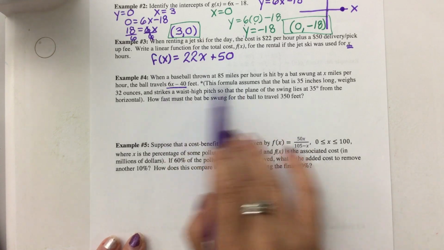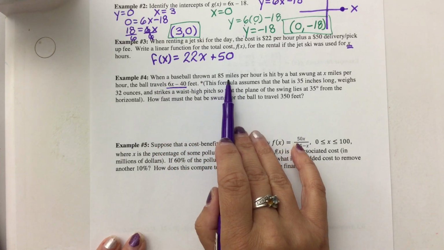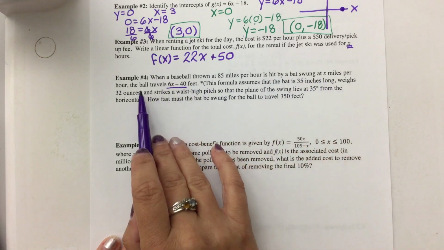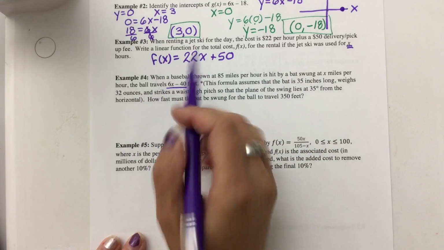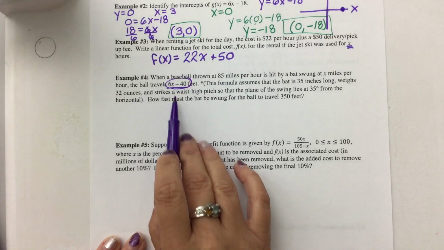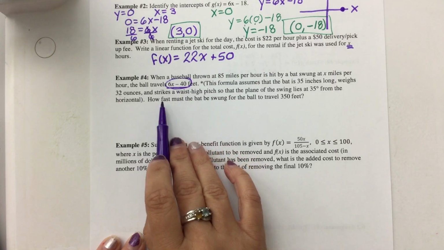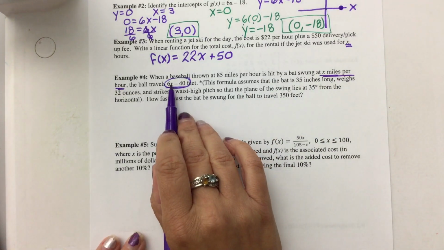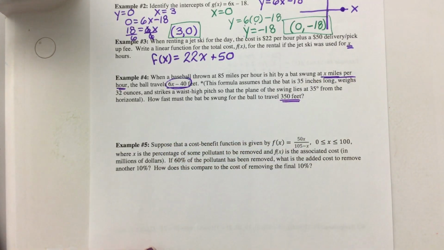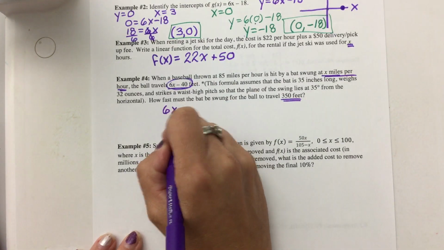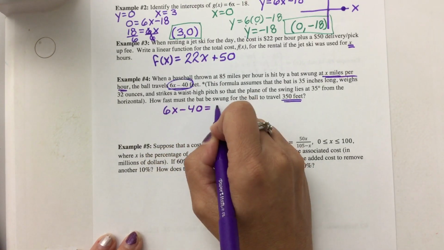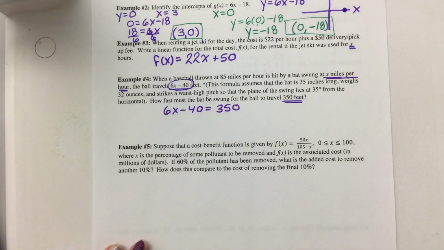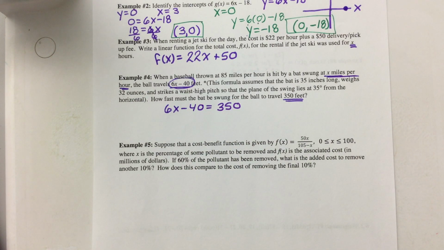Okay, so it says when a baseball thrown at 85 miles per hour is hit by a bat swung, the ball travels this distance. So here's our equation. They want us to solve for x. How fast? x is miles per hour, so that's the speed. What would x be if it equals 350 feet? So 6x minus 40 equals 350. So what you did there is you took information and created an equation. You knew what it was equal to, so we're kind of working backwards to solve for x.